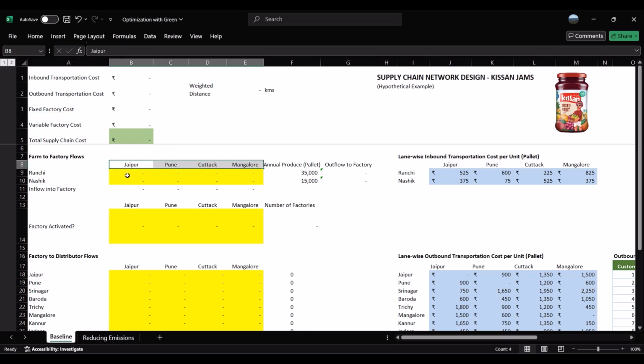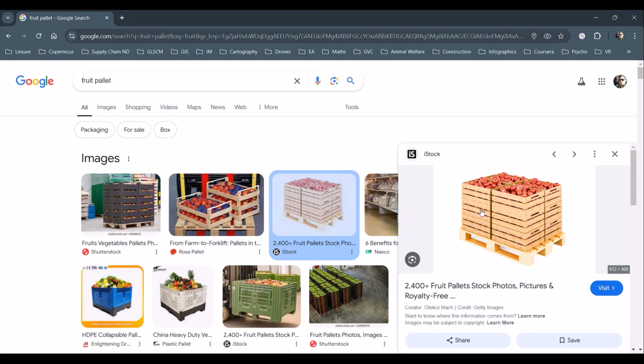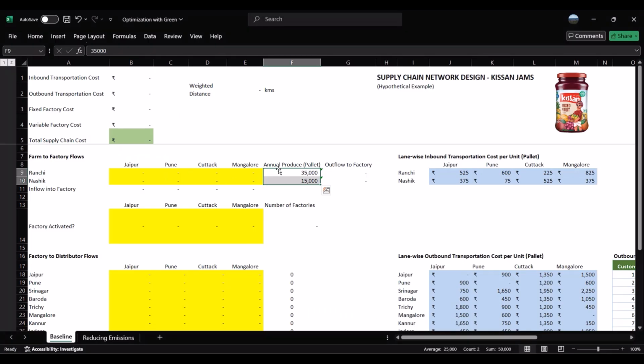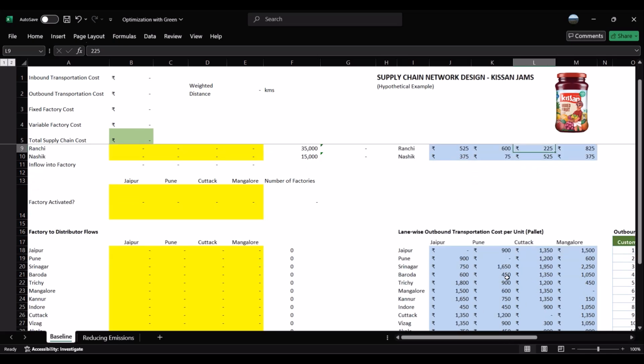They both can supply to 4 plants of Kissan: Jaipur, Pune, Cuttack and Mangalore respectively. Both these farms produce a sum total of 50,000 pallets of agri-produce annually. This is how a pallet looks like. And we have to basically determine how much quantity will be outflowed to which of these factories of Kissan Jam. And to support us, there is data available such as inbound transportation cost per lane. So Ranchi to Jaipur, for example, costs 525 rupees per pallet, and so on and so forth.